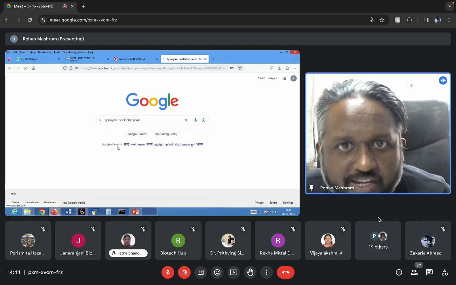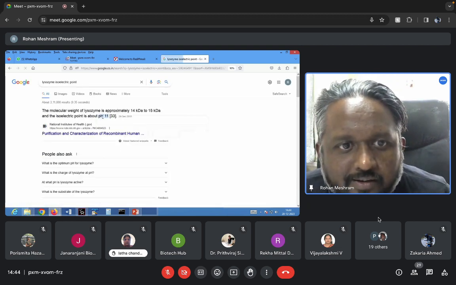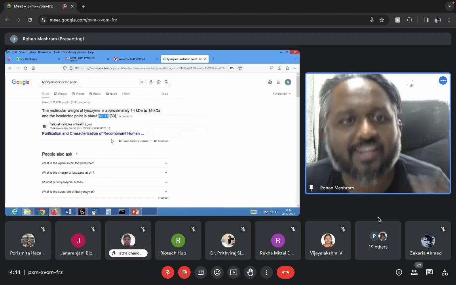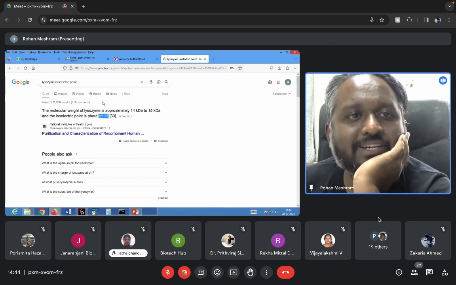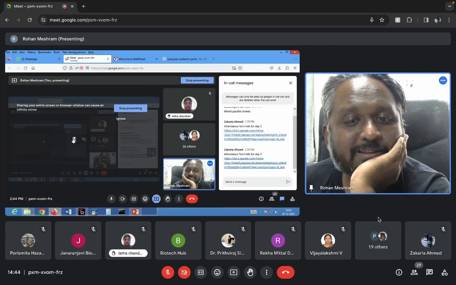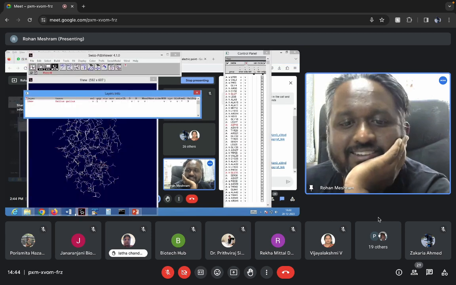Lysozyme ka isoelectric point kya hai? Its pH is around 11. 11 pH hai yani kya? If the pH is 11, that means it is highly basic in nature, and right, that is what we have confirmed over here, right?